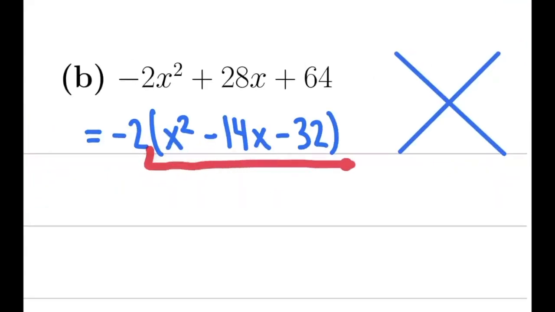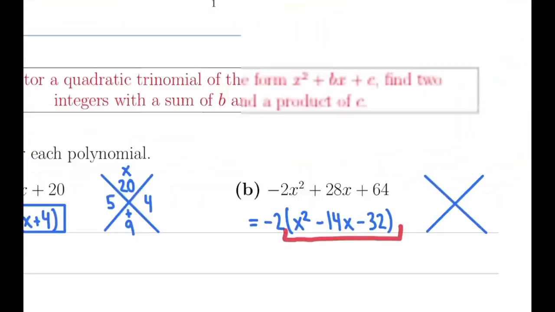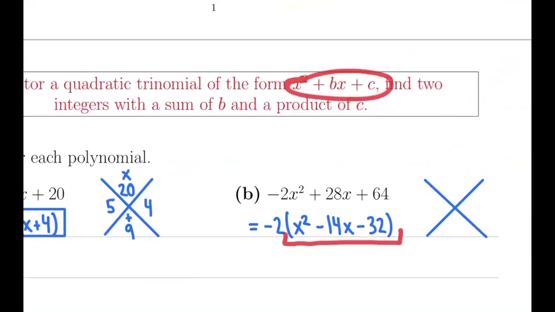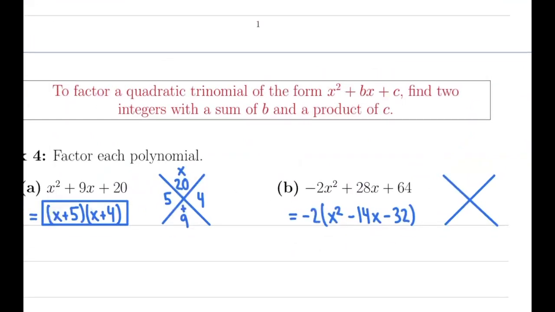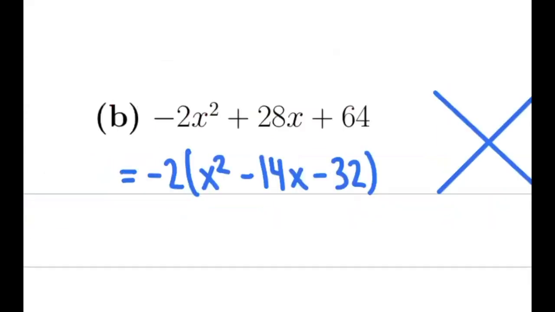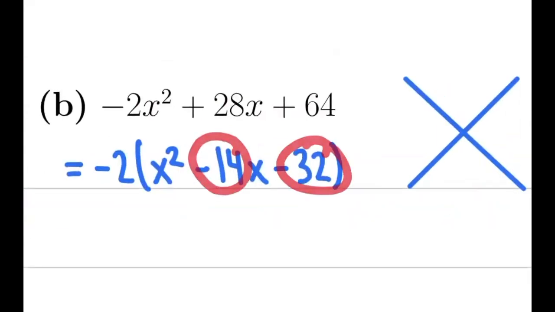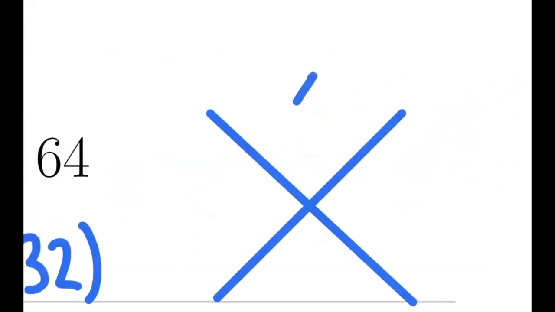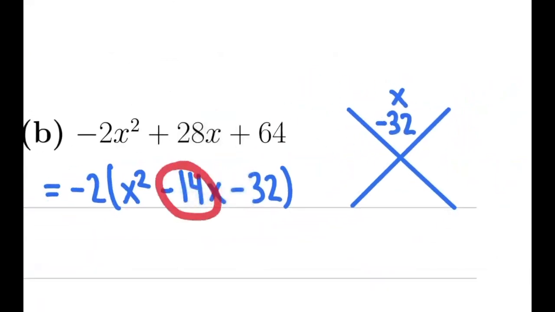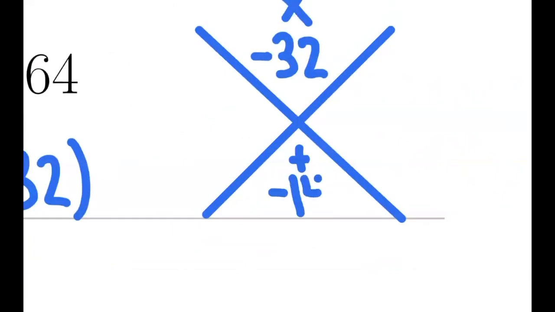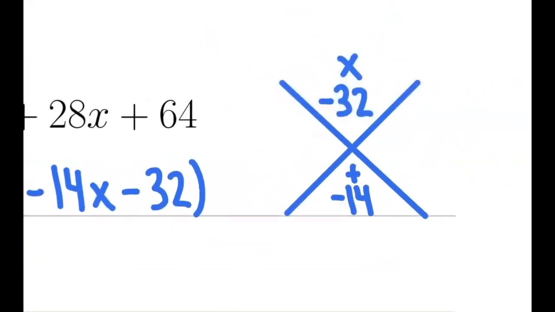Now this polynomial is taking the form x squared plus bx plus c. So now we can use this rule: find two numbers that multiply to c and add to b. We want two numbers that multiply to -32 and add to -14. Anyone have any idea what those two numbers would be?